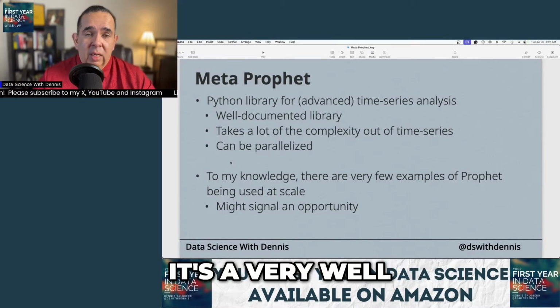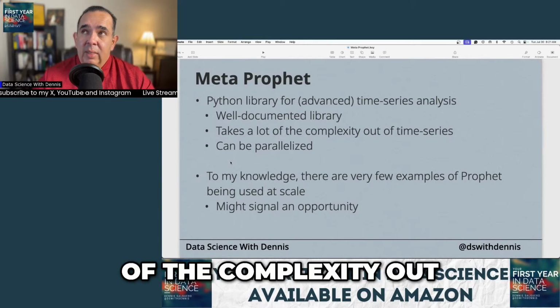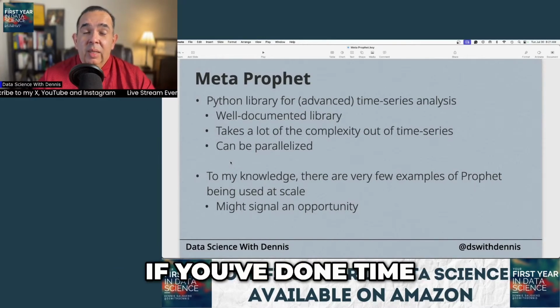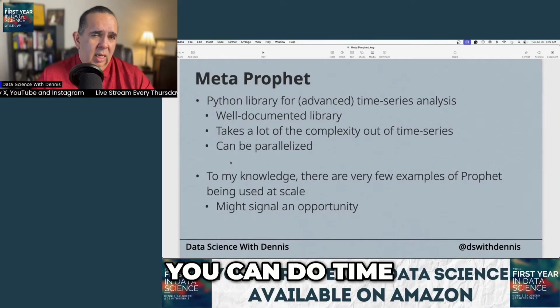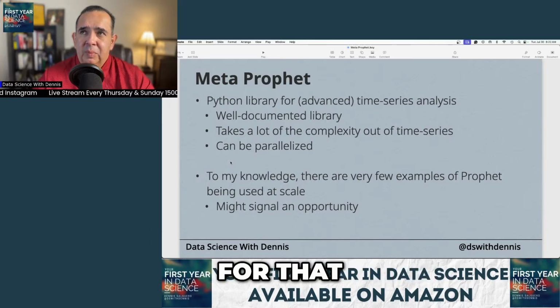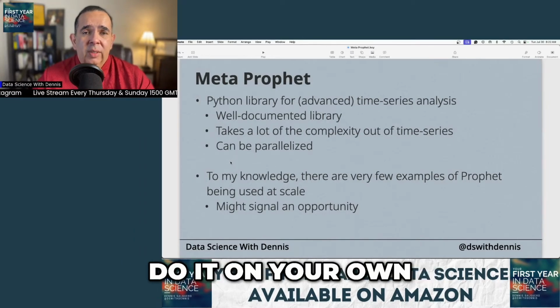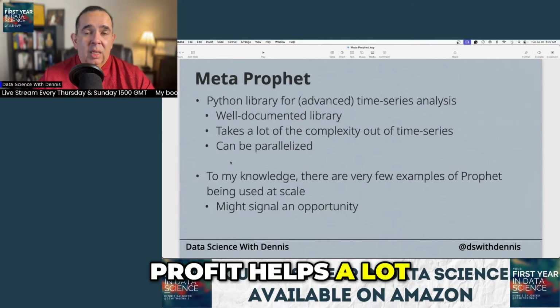It's a very well documented library. It takes a lot of the complexity out of time series. So if you've done time series on your own, which can be done, you can do time series with pandas in a neural network, right? There's tools out there for that. It's pretty complex to do it on your own, but it can be done. Prophet helps a lot with that.